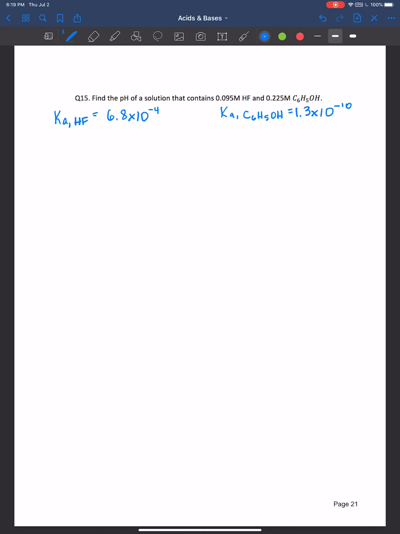All right, so we can see that they differ by several orders of magnitude. Which one is the stronger of these two acids? Yes, definitely HF here, right? The larger the Ka, the stronger the acid. So since HF is the stronger acid relative, it's still a weak acid, but just relative to phenol, then we will calculate the pH based on hydrofluoric acid.